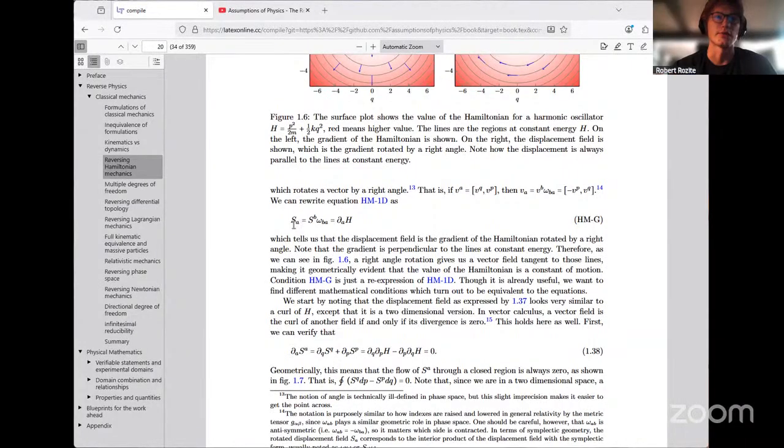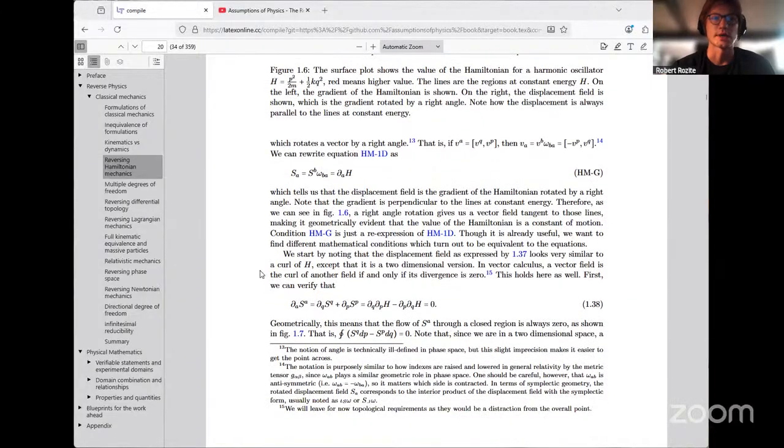And we have footnote 14 as well. The notation is purposely similar to how indexes are raised and lowered in general relativity.